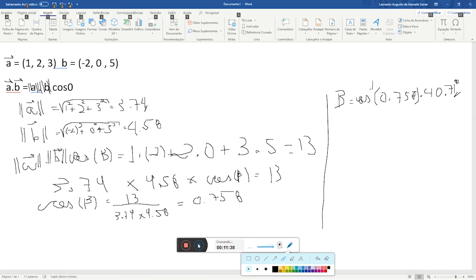I'm sorry for the mess, but as I said before, I lost my digital pen, so I'm doing this with my mouse, and it's very difficult.